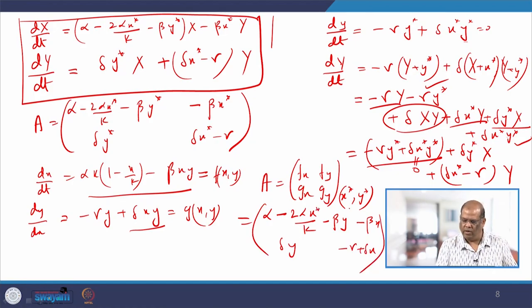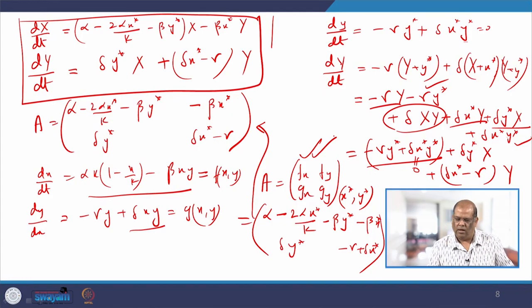So, I just put x star and y star here, and you can see that both these matrices are the same. So, whether you use this method or the previous method, you get the same answer, but this is time saving. So, we use this. So, you have now calculated the matrix A.